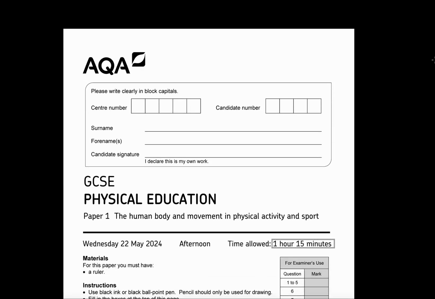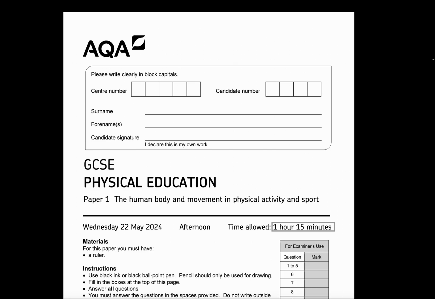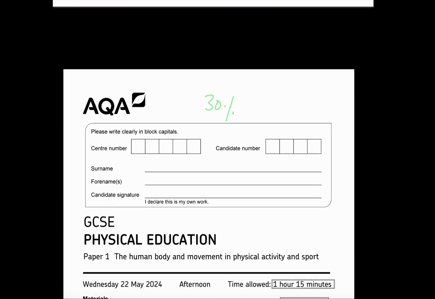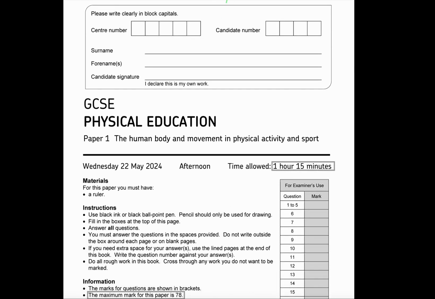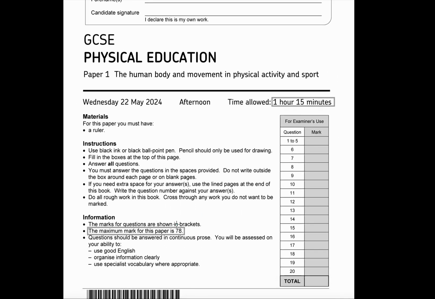Now, with that in mind, folks, I want to show you a bit of a front cover of a paper and remind yourselves, we know that this is going to be 30% of the overall mark. What I want to bring your attention to, folks, is the following thing. Notice that our paper is marked out of 78 marks, and they've got a maximum of 75 minutes.